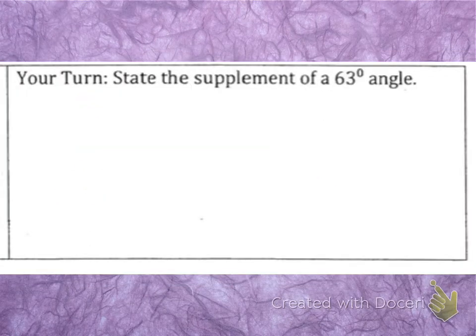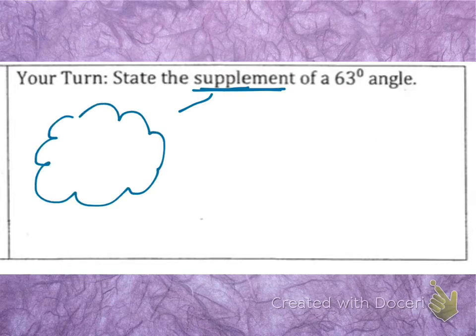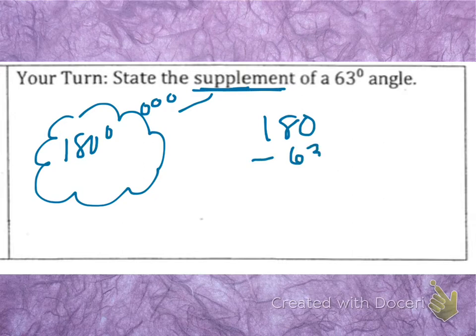All right, so the next one is your turn. You're looking for the supplement of a 63-degree angle, and hopefully supplement makes you think something. Supplement should make you think 180 degrees, so you decide what the supplement of a 63-degree angle is. Hopefully you took 180 degrees and took away the 63, and if you work that out, you end up with 117 degrees.